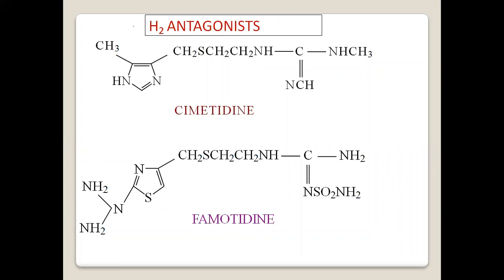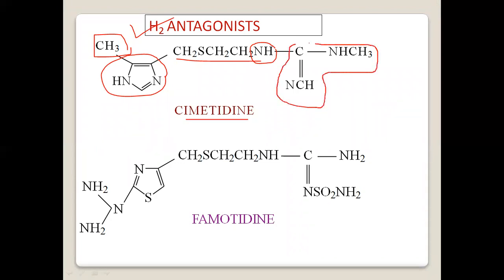As far as the syllabus is concerned, the H2 antagonists are cimetidine and others. The structure of cimetidine has an imidazole as the basic moiety. The alkyl group is a methyl group, and here the linkage, a butyl-like linkage, that is a thioether linkage, along with the terminal amine with substitution of this group. This is the structure of cimetidine.